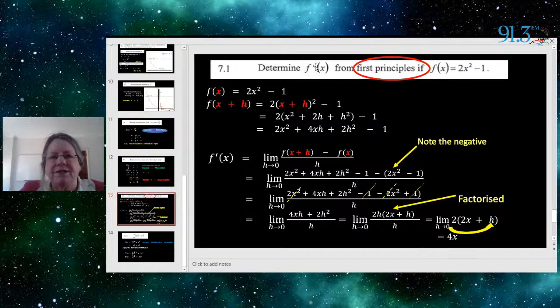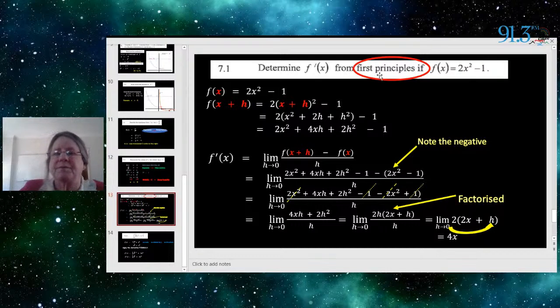Again, f dash means it's a first derivative from first principles, if f(x) equals 2x squared minus 1. So your first question in this section will always be from first principles. Look at the number of marks. It's 5 marks. So we cannot just apply the rule and say the answer is 4x. Because that is the answer. Look at the bottom, the answer is 4x. But you're not going to get 5 marks for just that.